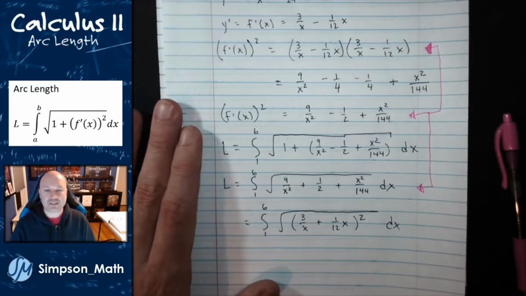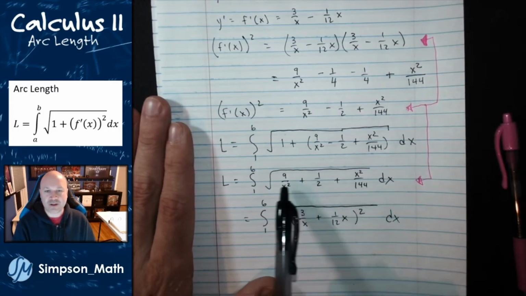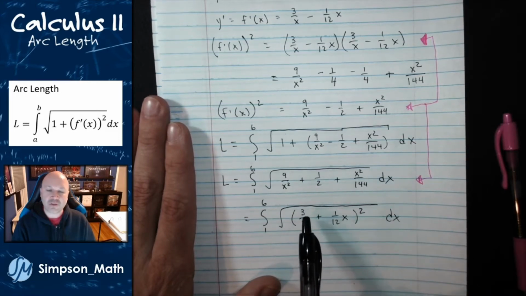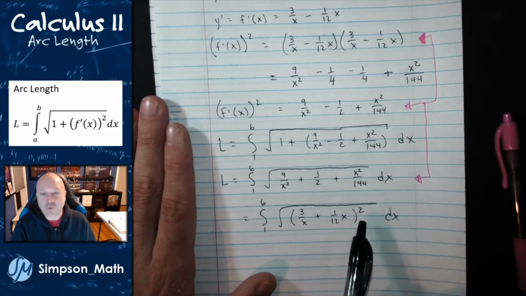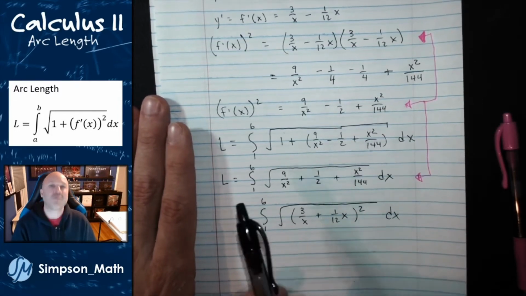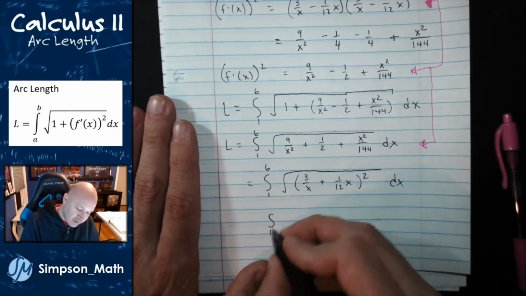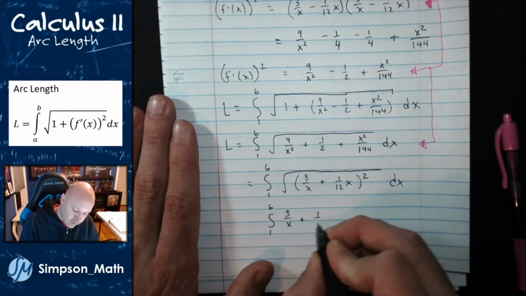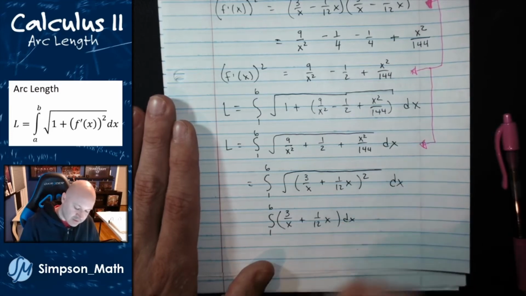Look what glorious thing just happened. I had the square root of this trinomial, and I didn't know how to separate it apart. But because it's a perfect square trinomial, I can rewrite it as 3 over x plus 1/12x, two of those, or that binomial squared. So then the square and the square root kind of undo each other. Well, that was nice. I'm integrating from 1 to 6. Now a polynomial: 3 over x plus 1 over 12x with respect to x.